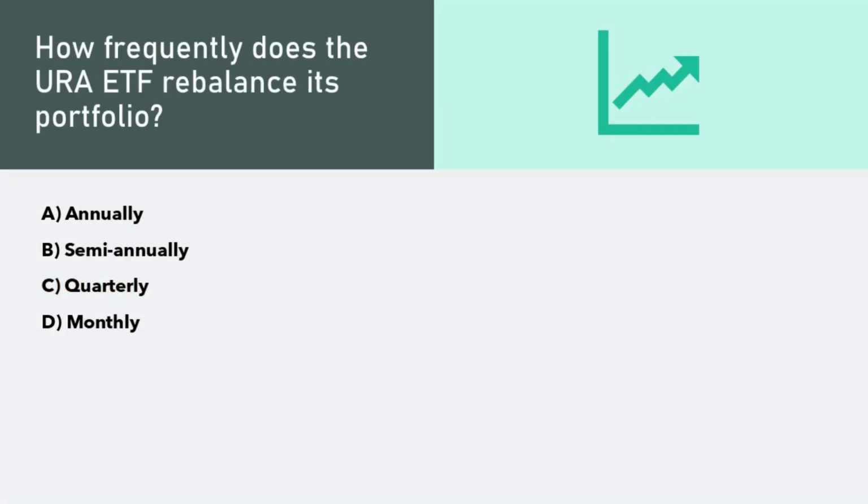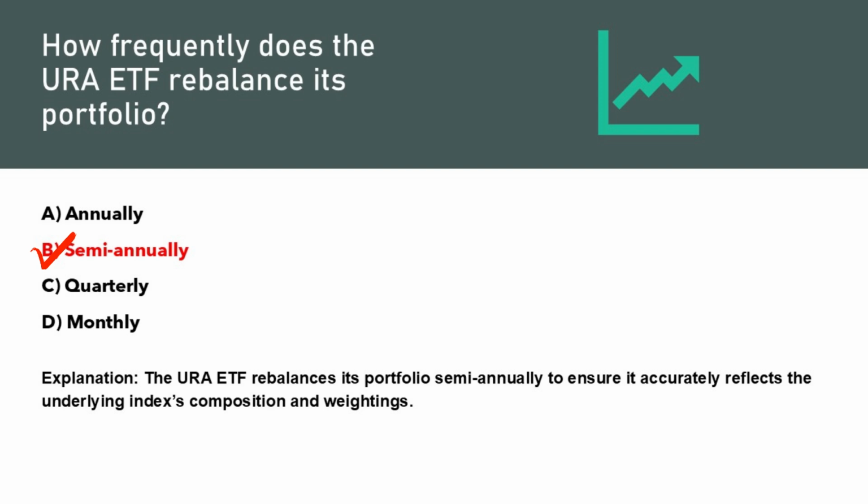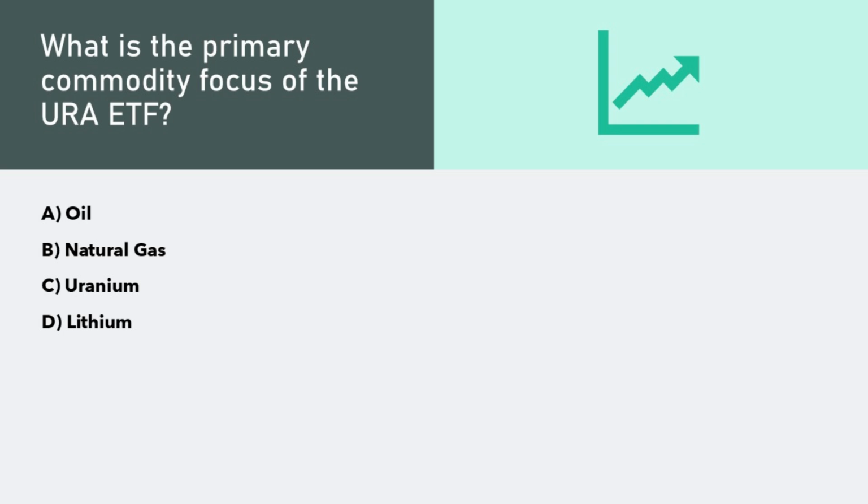How frequently does the URA ETF rebalance its portfolio? Answer: B. Semi-annually. Explanation: the URA ETF rebalances its portfolio semi-annually to ensure it accurately reflects the underlying index's composition and weightings. What is the primary commodity focus of the URA ETF?